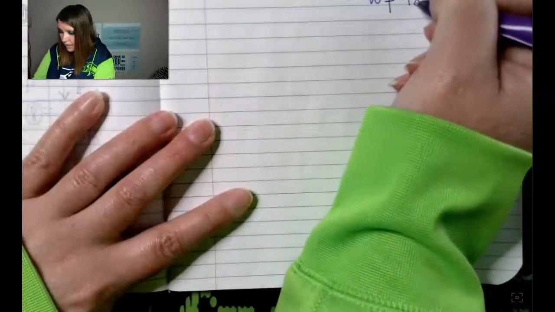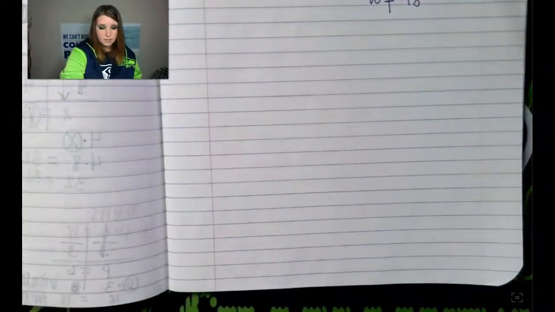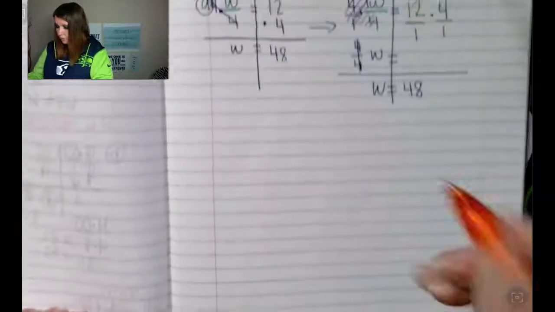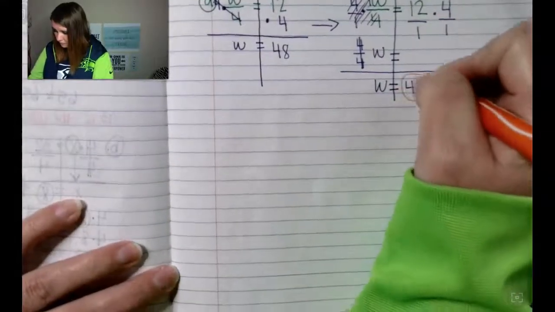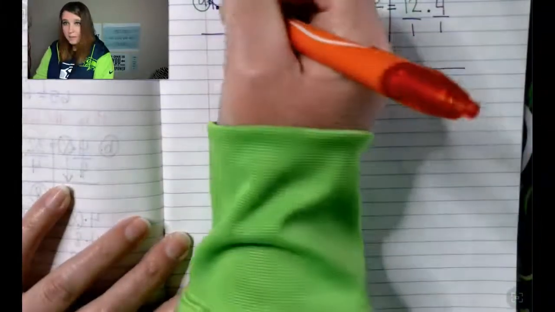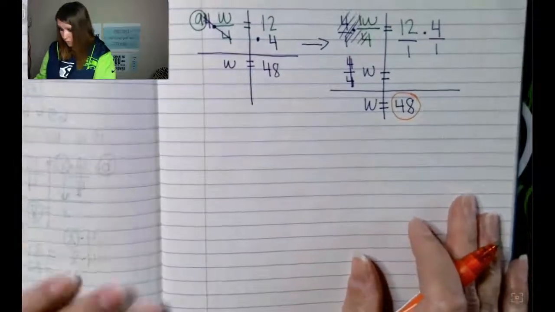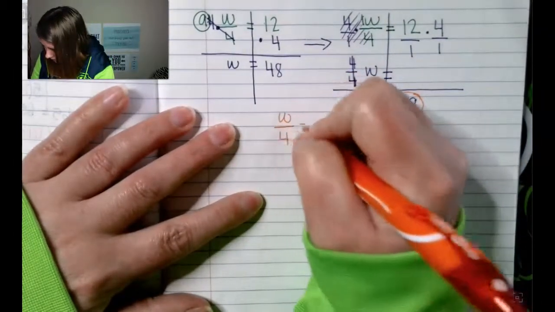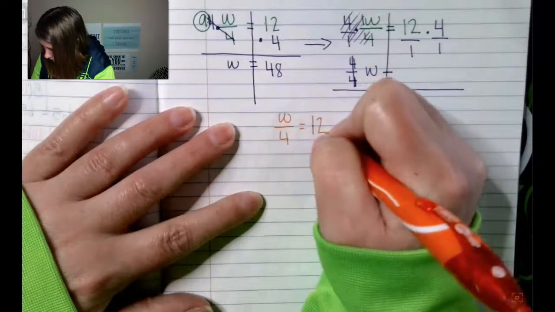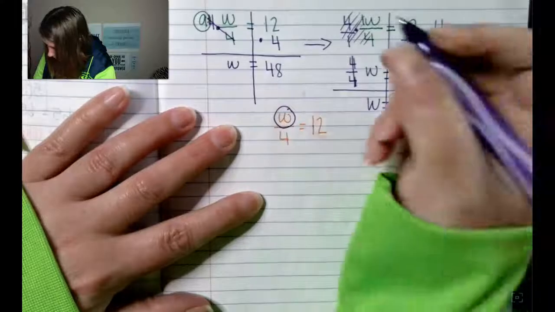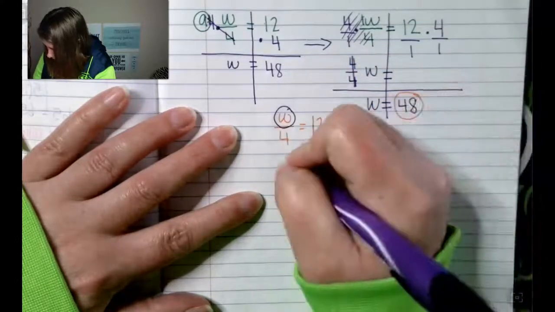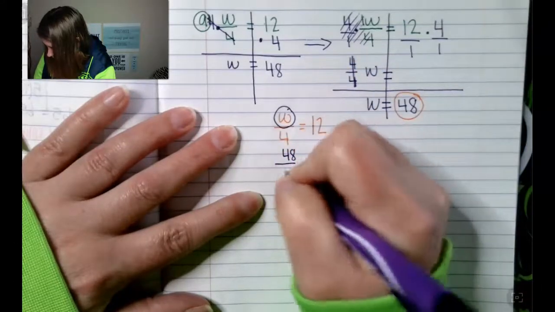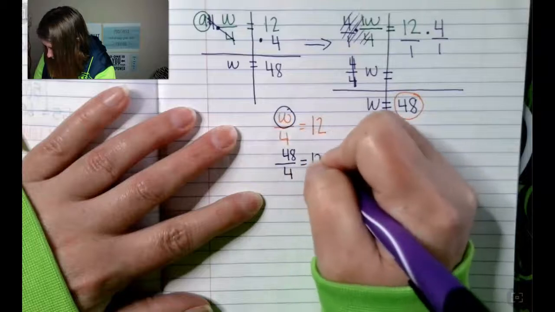Oh, but we have to check this. Okay, so now let's check it and see how we did. So I'm going to take this 48 and I'm going to put the 48 back into my W over 4. So W over 4 is equal to 12. So I need 48 to go here. So this means that 48 divided by 4 equals 12.